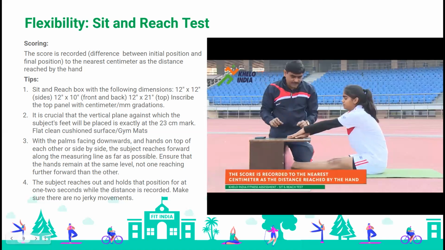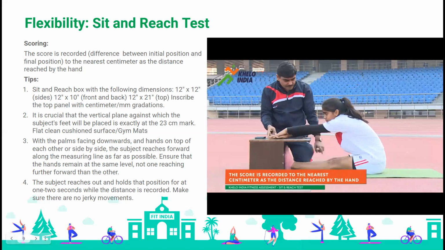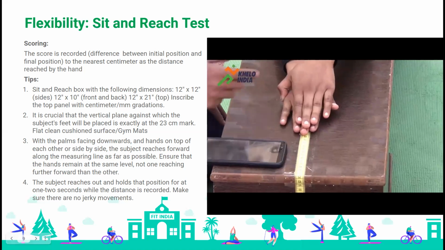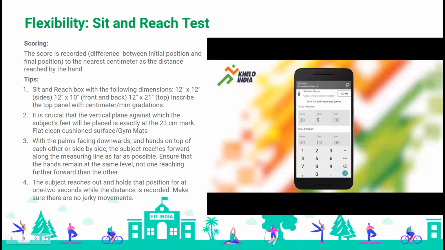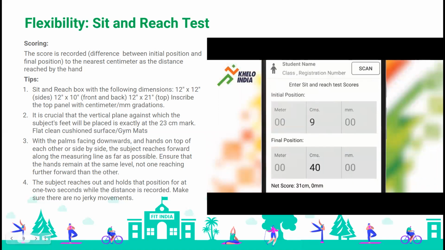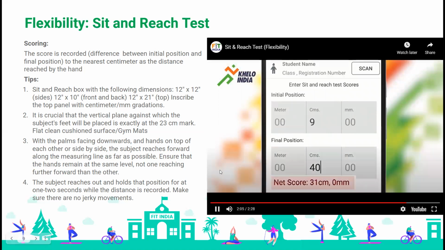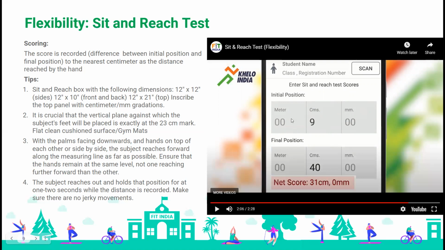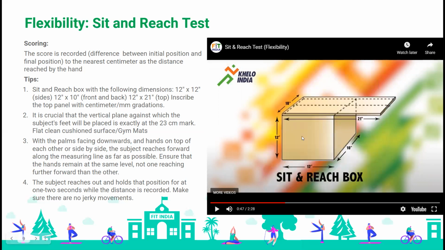After some practice reaches, the subject reaches forward as far as possible and holds that position for at least 2 seconds while the distance is recorded. To record the final position, the score is calculated to the nearest centimeter and put in the designated place. The difference between the initial position and the final position is calculated. So here you can see the calculation. You have to take the score of both the initial position and the final position.